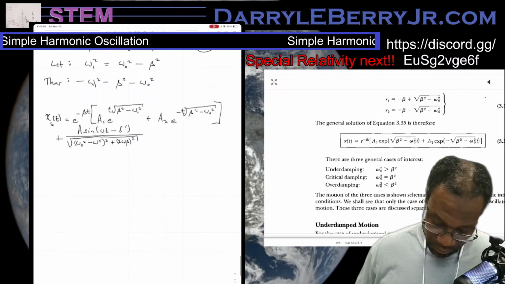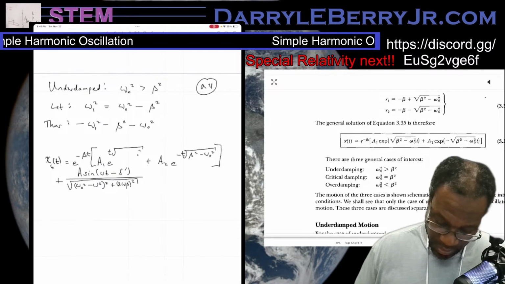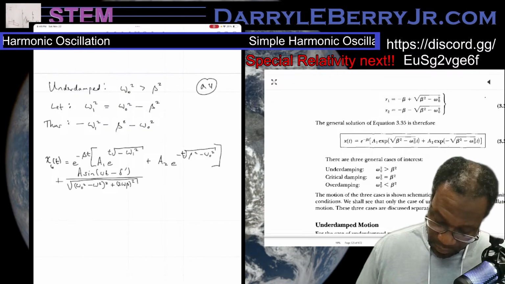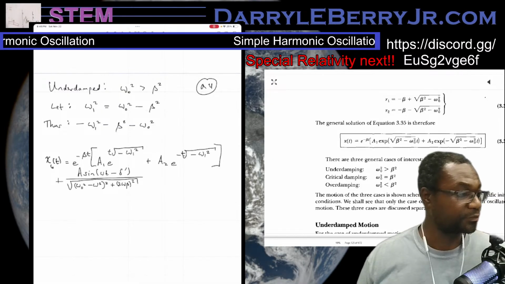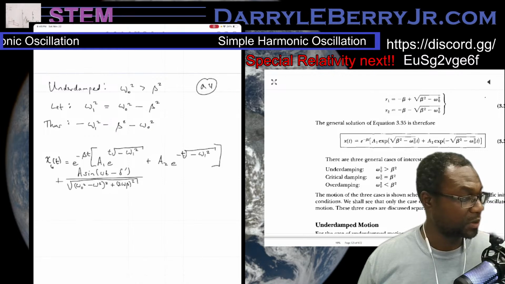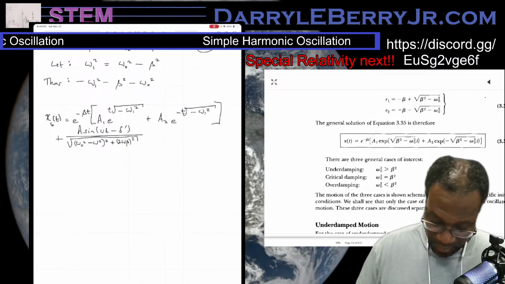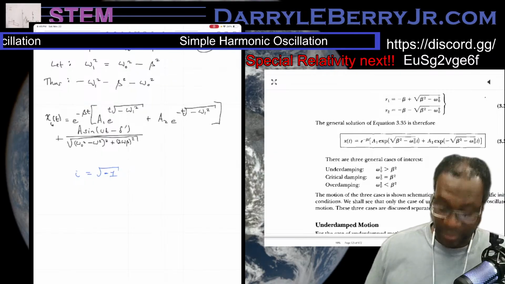So B minus that. This means we're going to have negative omega 1 squared under here. Negative omega 1 squared there. Looks right enough. So now one thing to keep in mind is that i equals the square root of negative 1. That's an imaginary number.